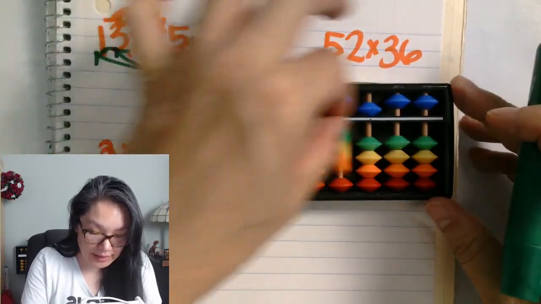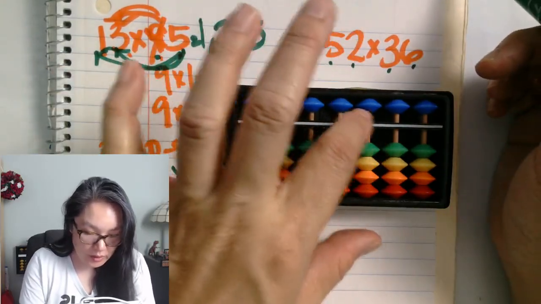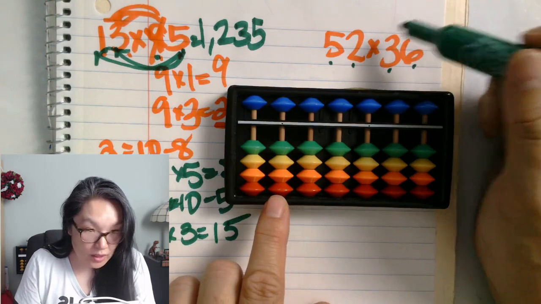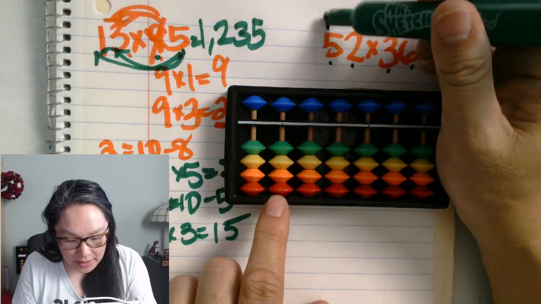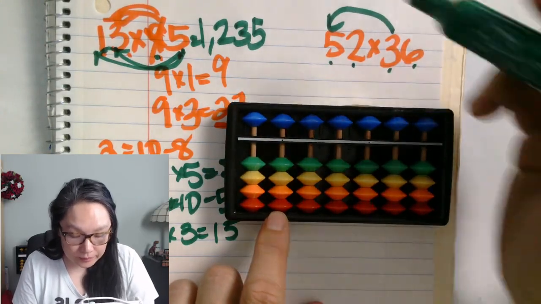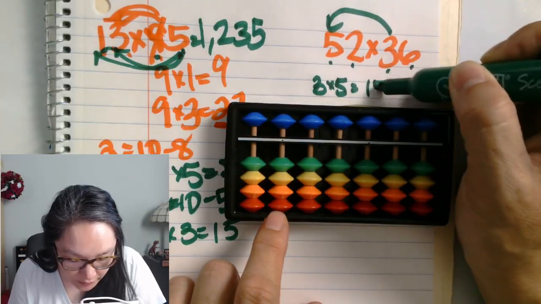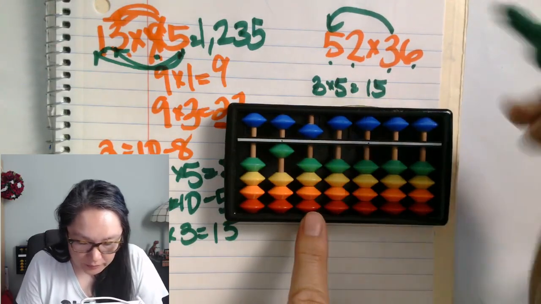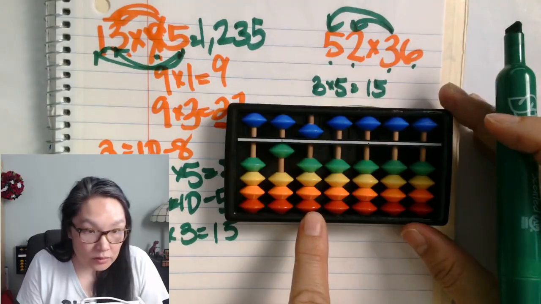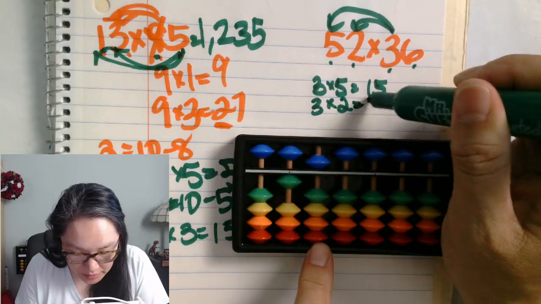Same thing. We got to count it. 1, 2, 3, 4. We start with the left, right? We start with the left. 3 times 5 is equal to 15. Add 1, add 5. 3 times 2 is 6.